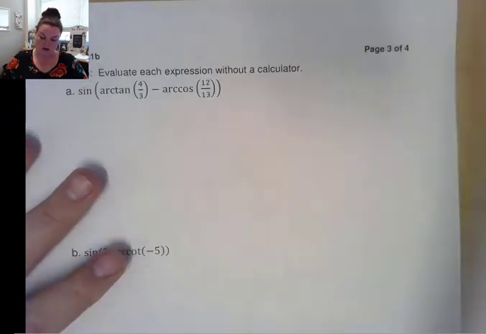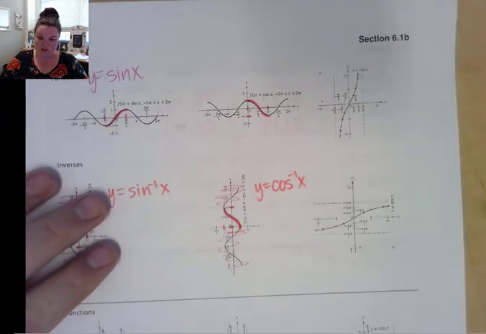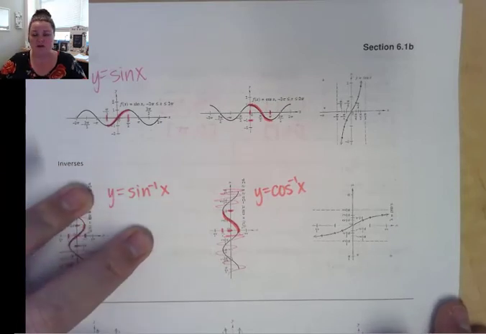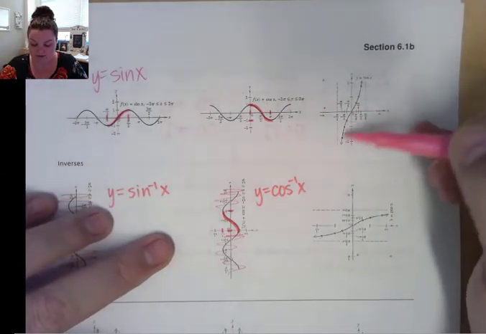Okay, all right, now let's look at tangent. Tangent, remember, we could use the whole thing. We didn't have any reason to have to restrict it, right?